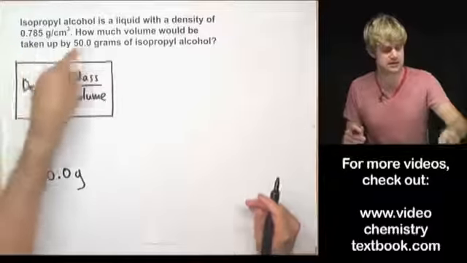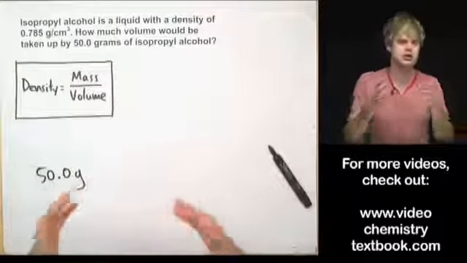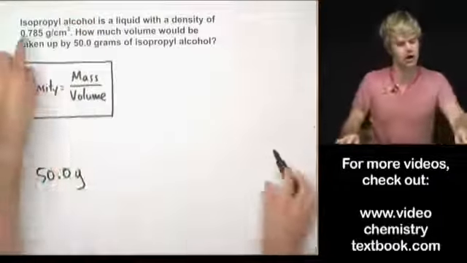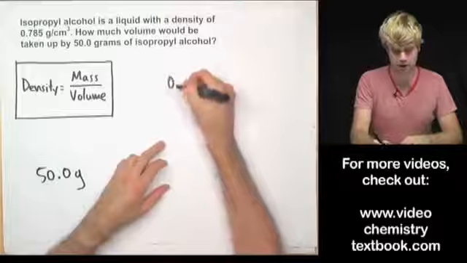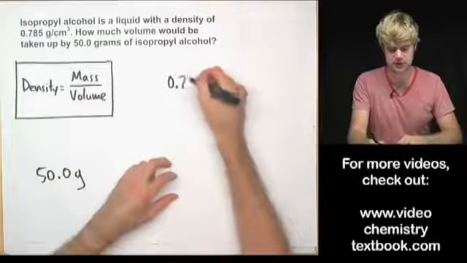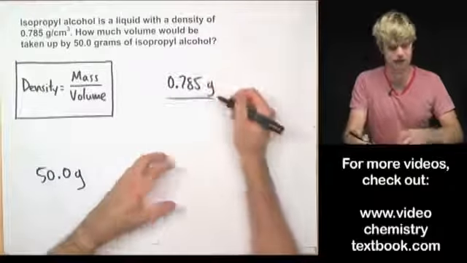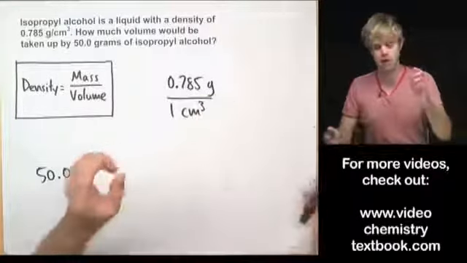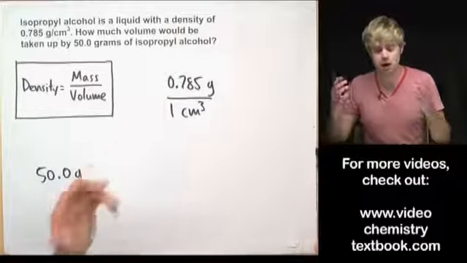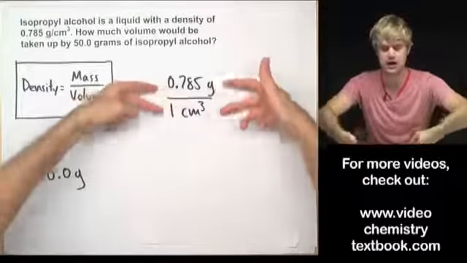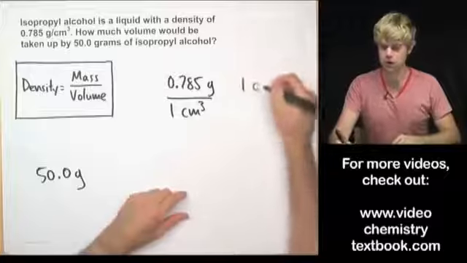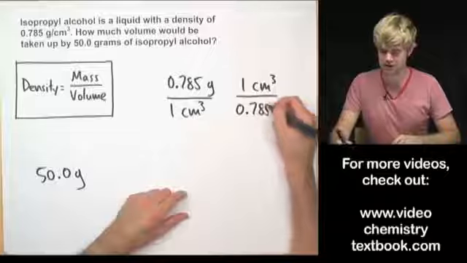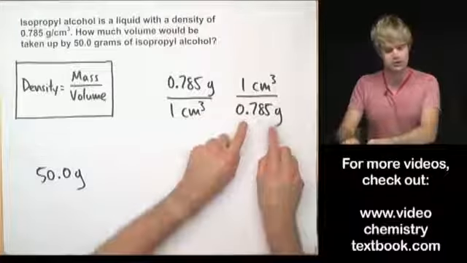So let's write the density as a conversion factor. As I showed in the previous example, we're going to take this centimeters cubed, grab it, and pull it under the fraction. So we get one conversion factor that looks like this, 0.785 grams divided by 1 centimeter cubed. The other valid conversion factor is to take this and flip it. So I'll do 1 cubic centimeter divided by 0.785 grams. Which of these do I want to use?